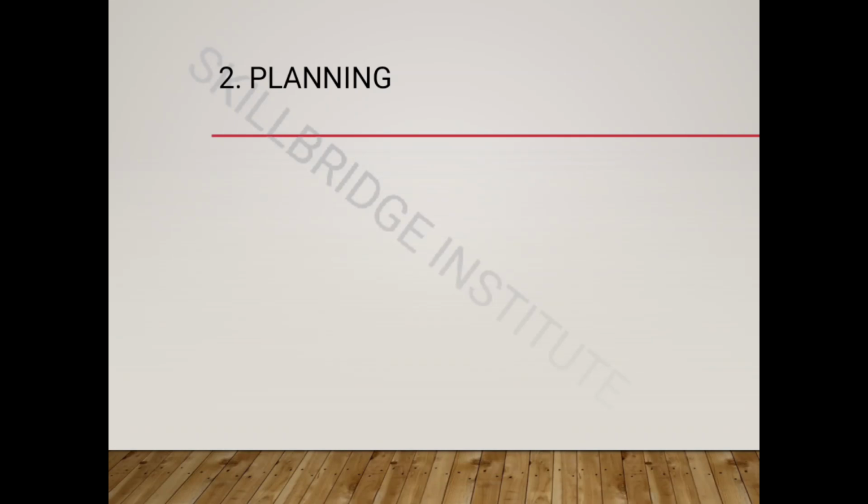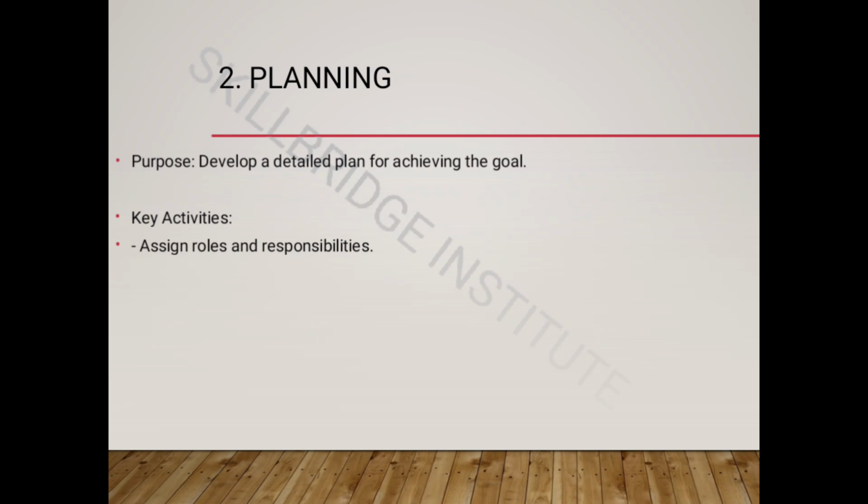Phase number 2 is planning. In planning, you try to develop a detailed plan for achieving your goal. So you are coming up with a plan on how you are going to achieve the particular goal which you have. The plan of delivering boreholes to the community, the plan of planting trees. On this one, you are now coming up with details on how you are going to deal with that particular goal which you have.